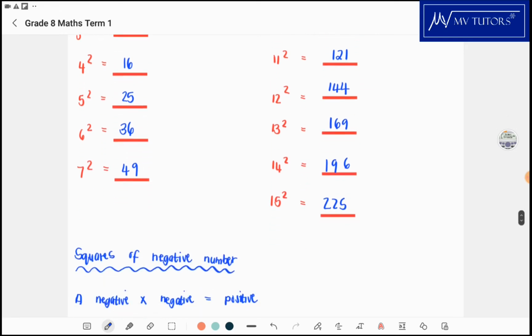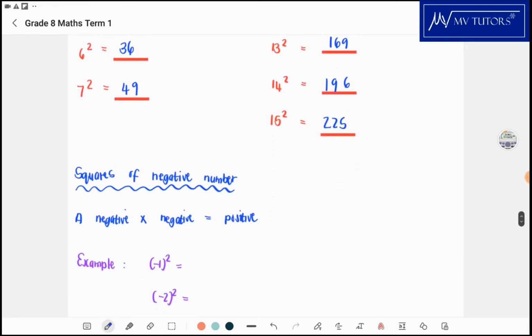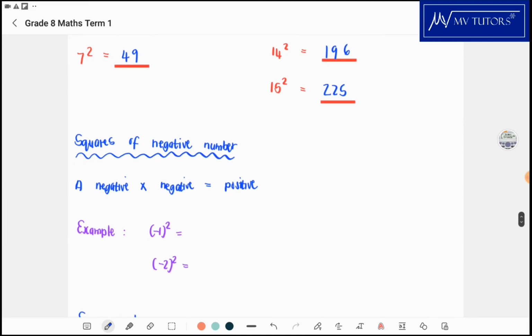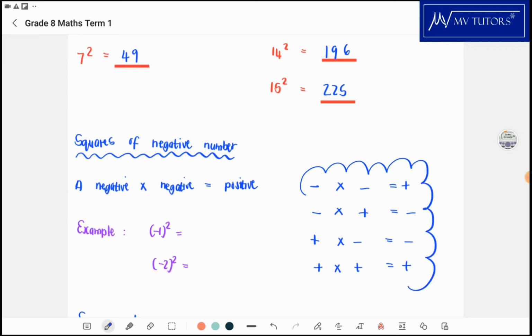All right. And now what happens if you have squares of a negative number? Remember what we said previously when we were looking at integers, that a negative number multiplied by a negative number is equal to positive. Okay, negative times negative is positive. Negative times positive is negative. Positive times negative is negative. Positive times positive is positive. Something that you should always know at the back of your head.